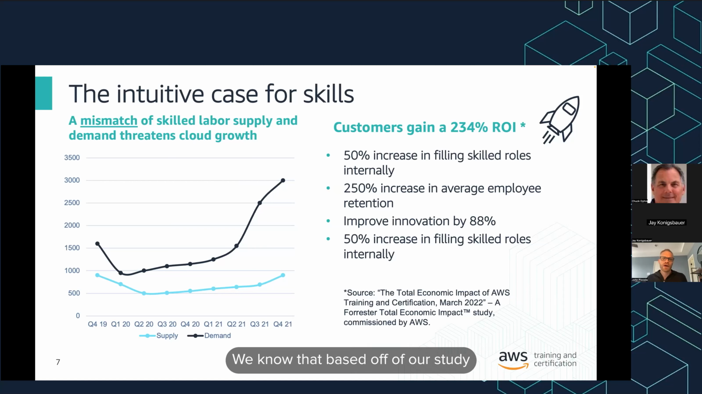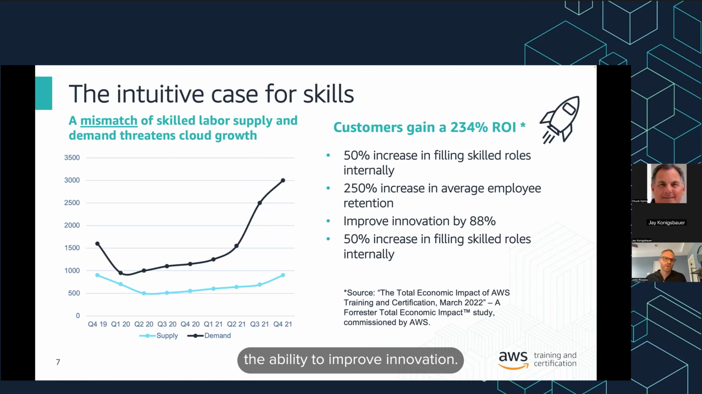We know, based off of a study that we performed with Forrester, that evaluated the ROI customers get internally within their organization from investing in training courses and in training resources, customers see a 234% ROI. It's really exciting, right? A 50% increase in filling skills roles internally was part of that ROI. Customers also saw a 250% increase in the average employee retention rate, which, when you have a shortage, is pivotal to consider. It's a strategic advantage for customers that can do that. And those firms that do that effectively will have an edge in the market in creating value for their customers.